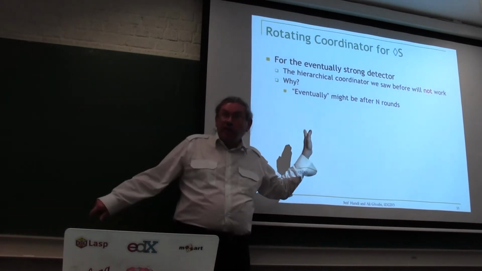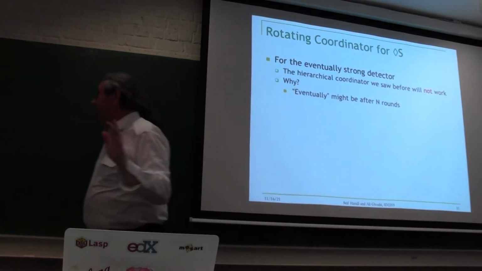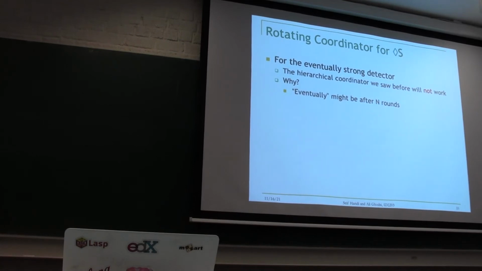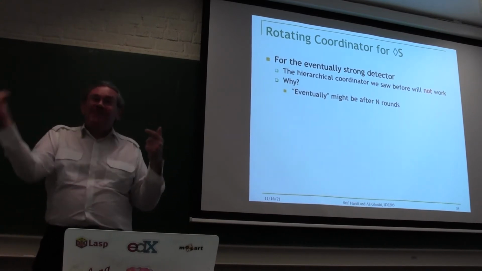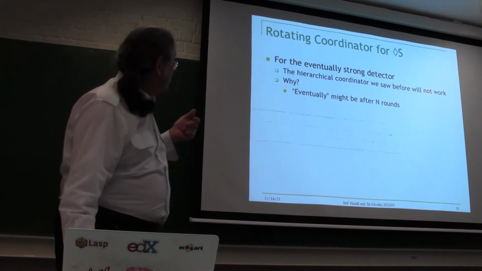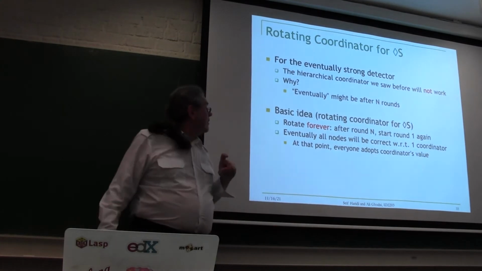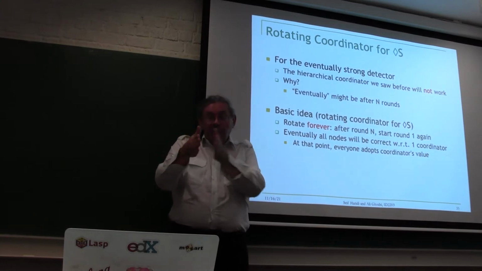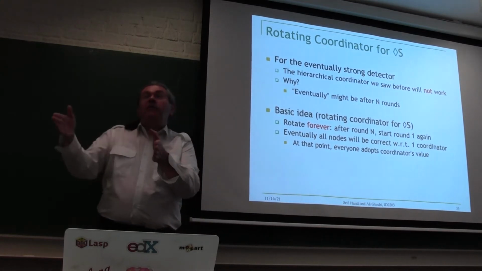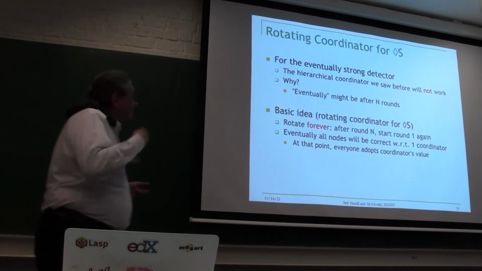That's clear, right? So what's the trick now? It actually starts by being very easy. You go n rounds, but the eventually might be after. So what do you do? Well, you keep circulating. That's the first trick. So the basic first idea is called a rotating coordinator. So you go around 1 to n, and then after round n, you start again round 1 to n, and then 1 to n. So you keep going round and round forever. You never stop.